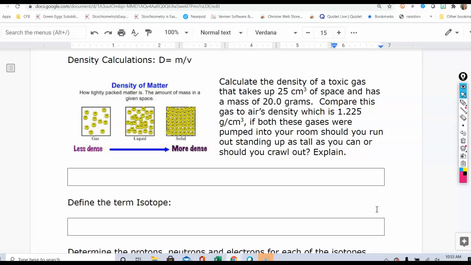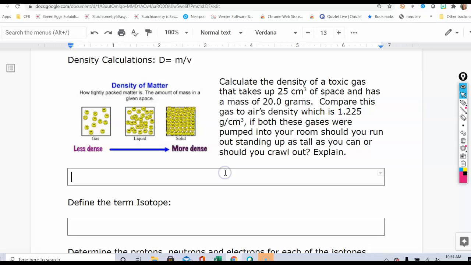So our problem says calculate the density of a toxic gas that makes up 25 centimeters cubed of space and has a mass of 20.0 grams. Compare this gas to air's density, which is 1.225 grams per centimeter cubed. And then answer the question, if both of these gases were pumped into your room, should you run out standing up as tall as you can, or should you crawl out?